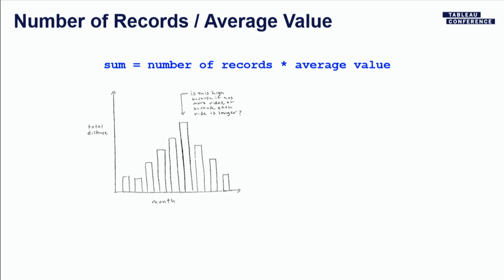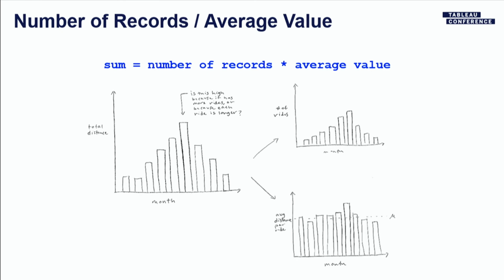So we're going to break apart this distribution into two new distributions. We're going to look at number of rides, and we're going to look at average distance per ride. If a mark is an outlier for total distance, then it's going to be an outlier for number of rides or for average distance per ride or for both. And surfacing that is going to allow us to ask the next question, like, well, why did people take so many rides in August?